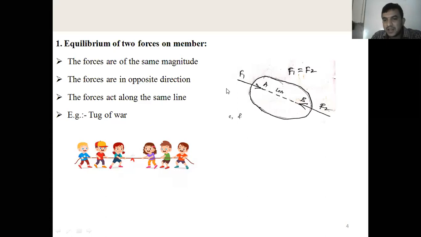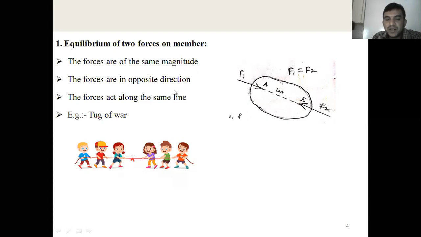Right, you can see the picture here. In general we can say this is a body, F1 is acting at point A, and another force F2 is acting at point B. Those two forces should be what? First condition, they should have the same magnitude. Same magnitude means if 100 Newton force is applied here, here also 100 Newton force is applied. That's the first condition. Second condition, direction. Force is a vector quantity. First one is magnitude, second one is direction.